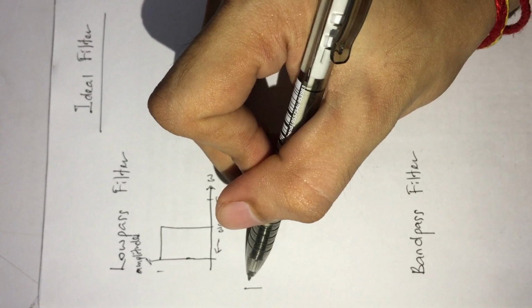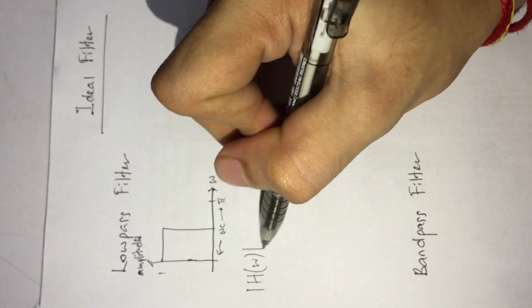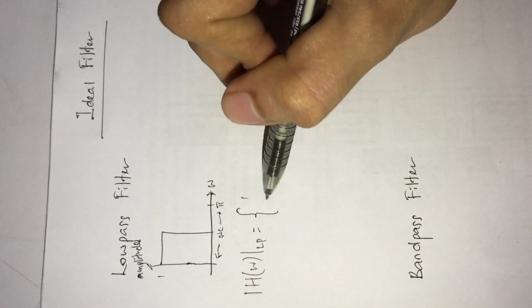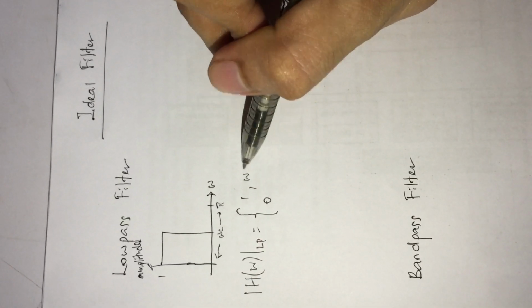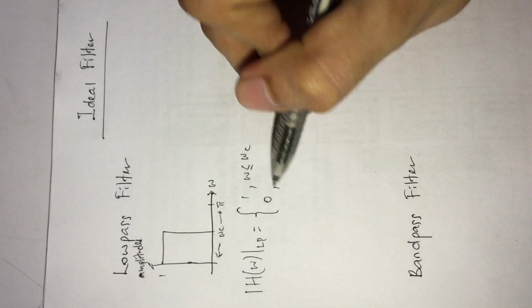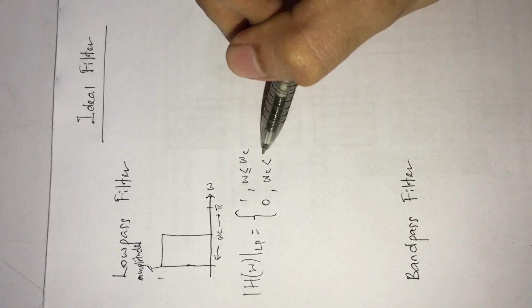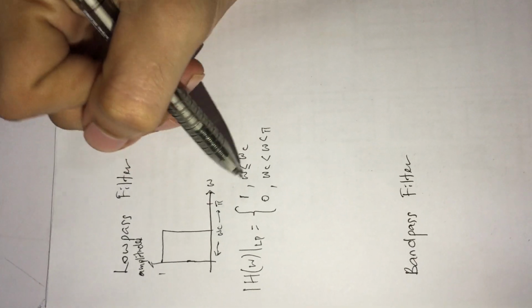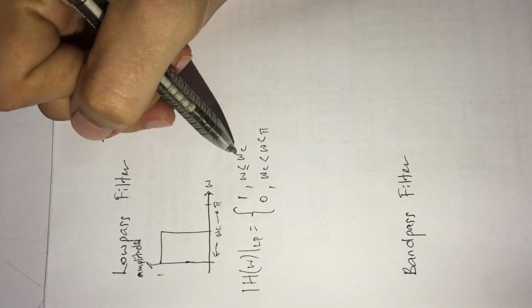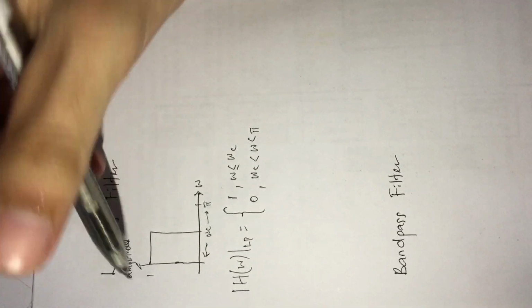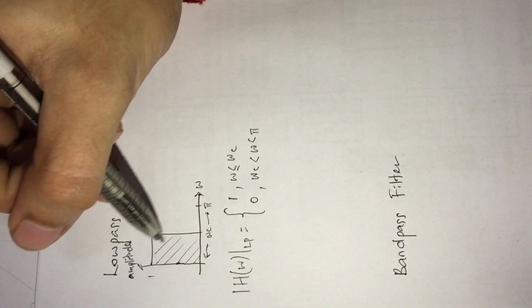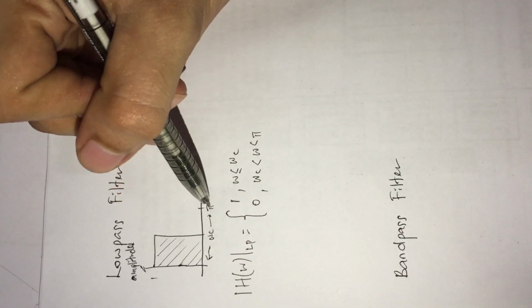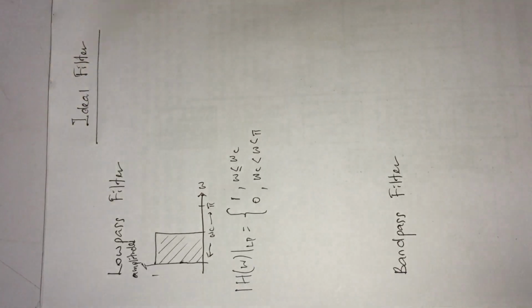So the equation is: it is 1 when the frequency is less than or equal to the cutoff frequency, that means this region. And it is 0 when the frequency is between the cutoff frequency and pi, which is this region.